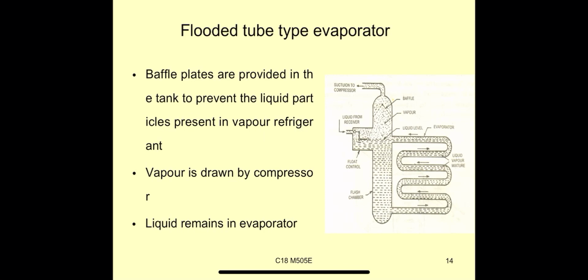Here is the space to be cooled, and the liquid refrigerant is converted to vapor refrigerant and sent to the compressor through the baffles. The low density vapor lifts up, and the high density liquid moves down. So the vapor refrigerant is sent to the compressor.